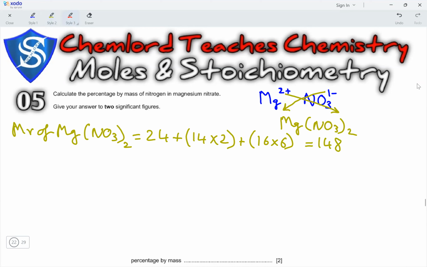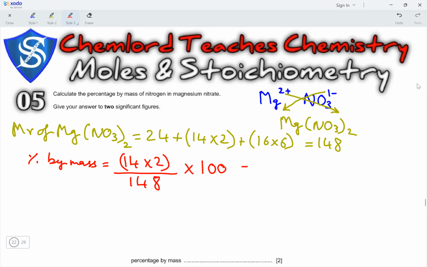The next thing we need to do is to calculate the percentage by mass of nitrogen in magnesium nitrate. So the formula of magnesium nitrate is Mg(NO3)2, meaning we've got 2 atoms of nitrogen present. So the mass of one nitrogen atom is 14. So 14 times 2 becomes the numerator. The denominator would be the Mr, which is 148. And in order to calculate the percentage, we multiply this ratio by 100.